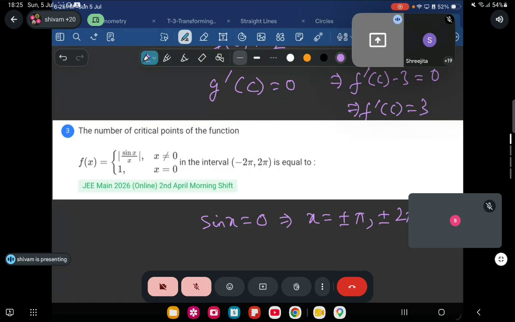But 2 pi is also not. Can we take 2 pi? No, so we cannot take this. It's an open interval. So from here we have got 2 points. Tell me, Shrita, are you getting? Yes, sir. From here directly we'll get 2 points. Next, after that, what do we need to check?